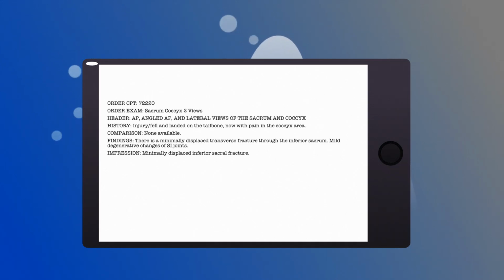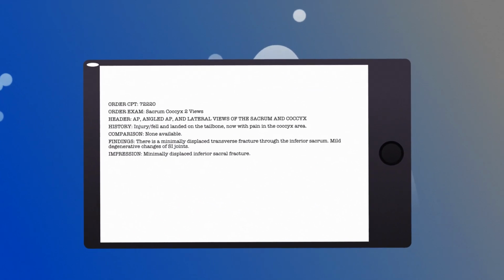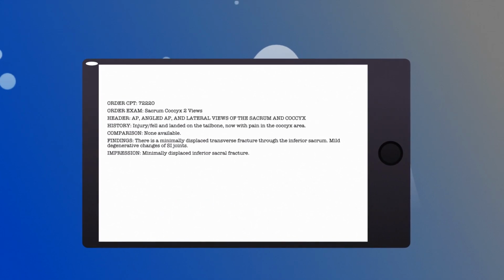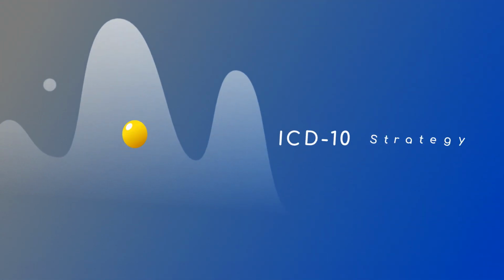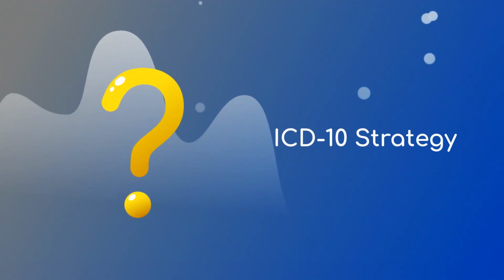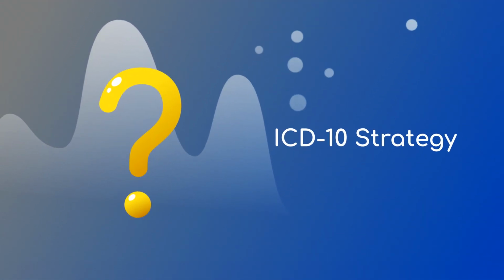Let's look at the views: AP, angled AP, and lateral views. That's a total of 3 views. This qualifies for CPT code 72220, radiologic examination, sacrum and coccyx, a minimum of 2 views. Now, let's choose the appropriate diagnosis code based on the clinical history and chart findings.